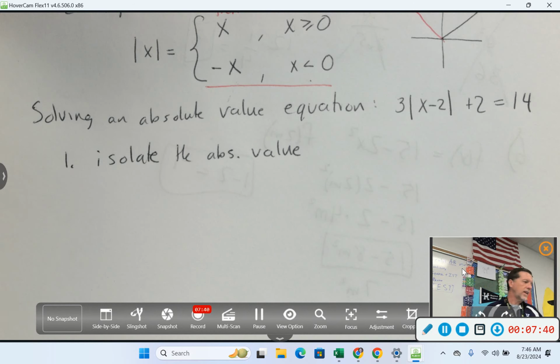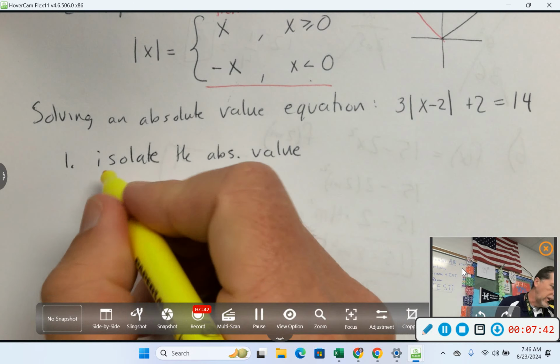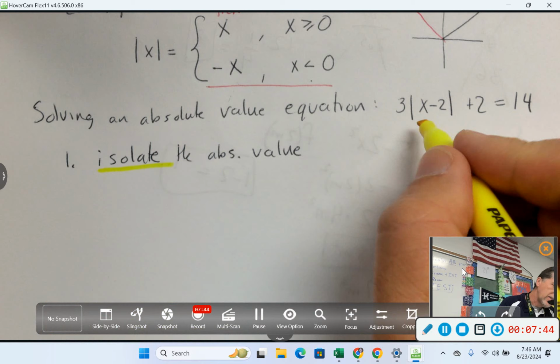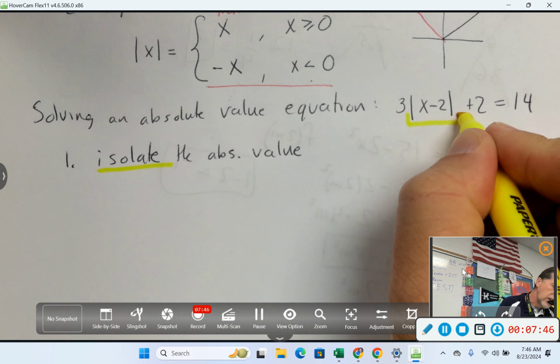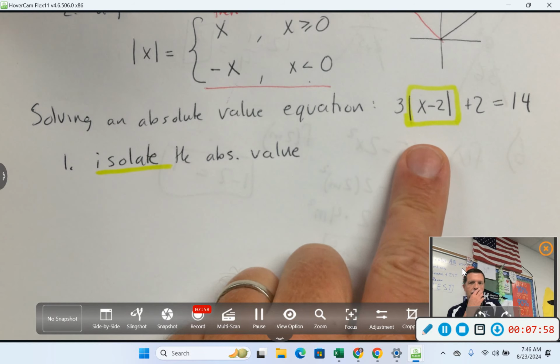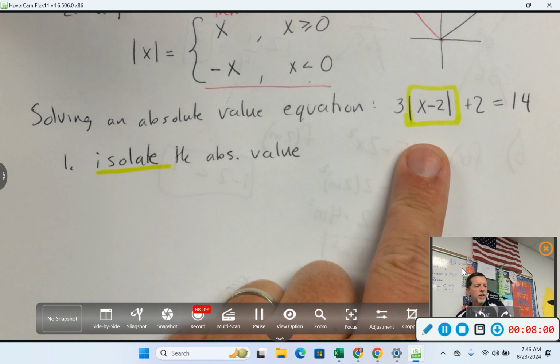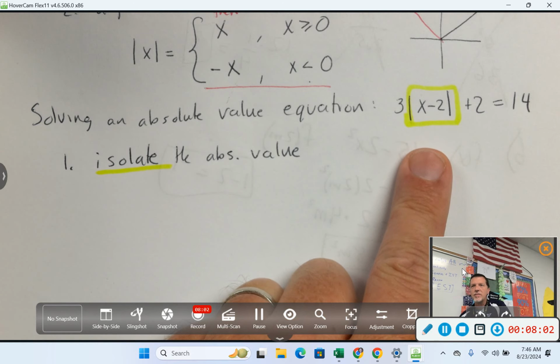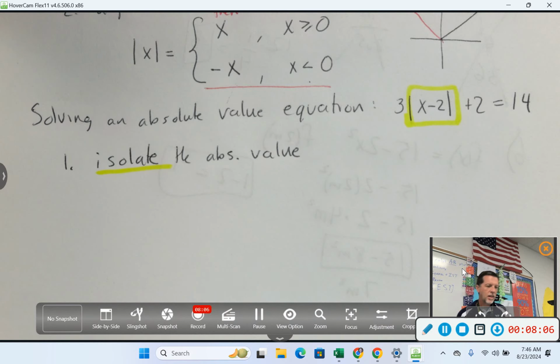So isolate the absolute value. So I'm going to get the absolute value thing by itself. So I'm going to get that highlighted chunk by itself. And so the first few steps, you don't really even have to worry about the absolute value part. Like, you're just doing things to get the yellow box by itself. So what could I do first to get the yellow box by itself? And then what would you do after that? Can I do that all at once?